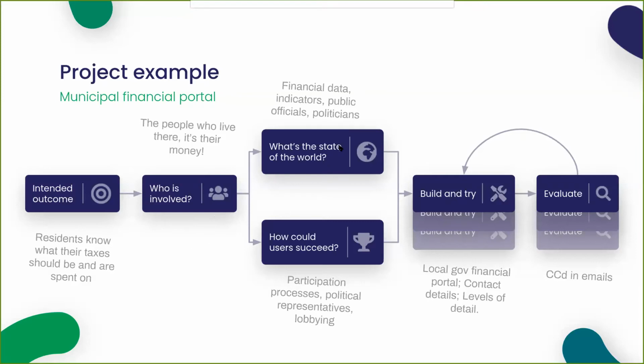Under the state of the world, we found that there's financial data available. You can produce financial indicators that help you assess the financial state of a municipality. You've got a database of public officials and politicians, and there are participation processes, political representatives you can lobby. There's a range of things people can use to effect change. Then what we built was a local government financial portal. It shows contact details, and it shows varying levels of detail of the financial state of the municipality.